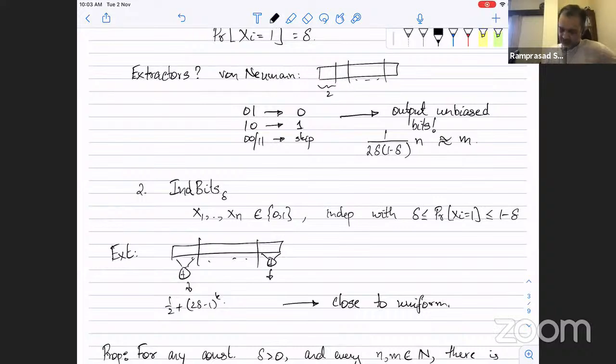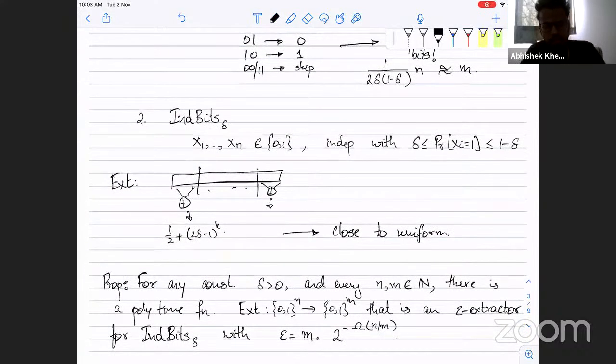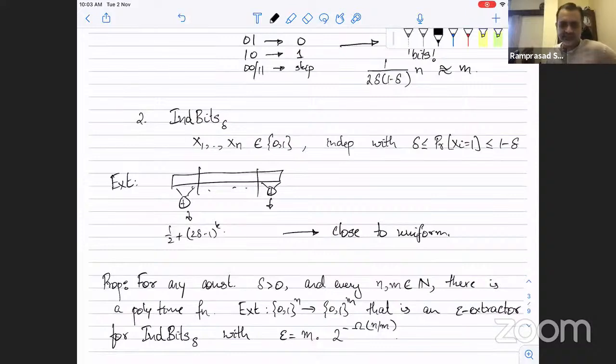Okay. So good. Let me just write this as a proposition. You can verify this and make sure that this works. It basically says: fix any delta greater than 0. You can choose your n and m, but depending on n and m, I have some guarantees on what epsilon is going to be.